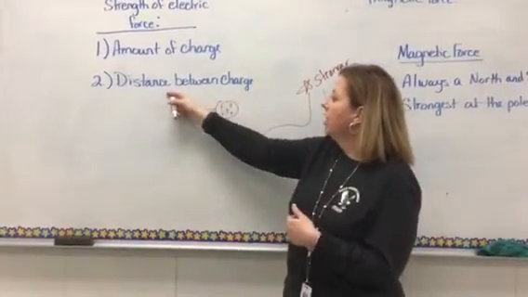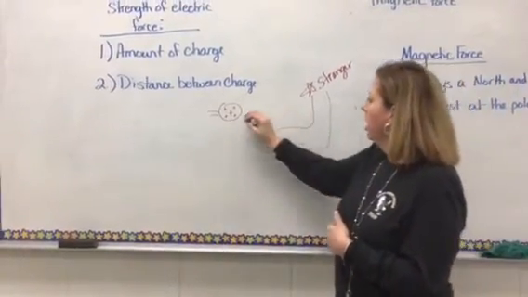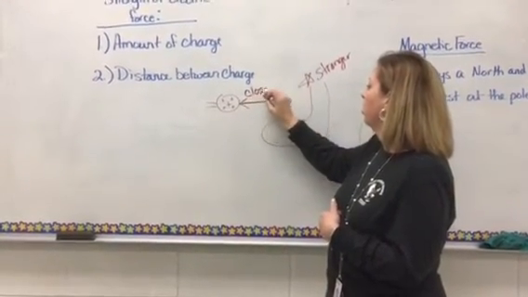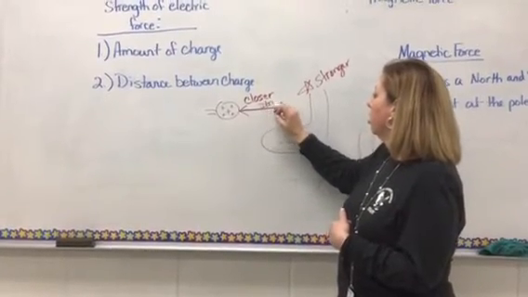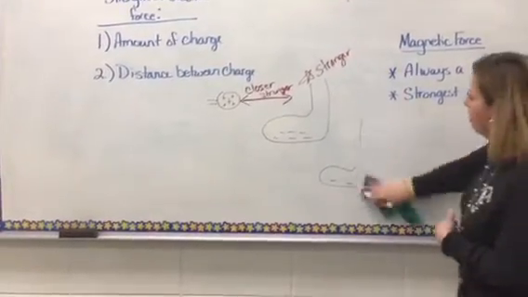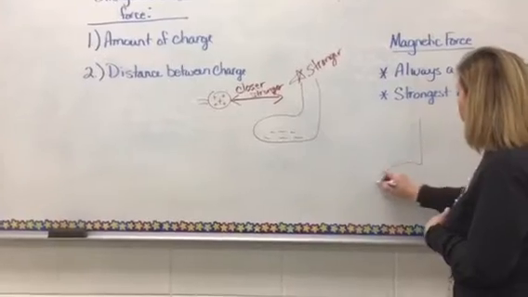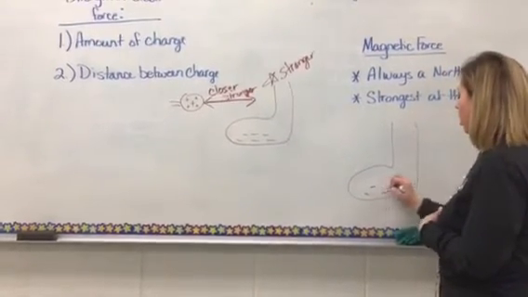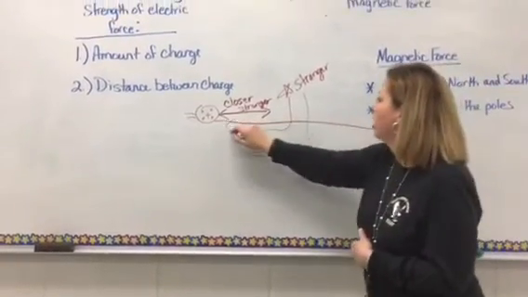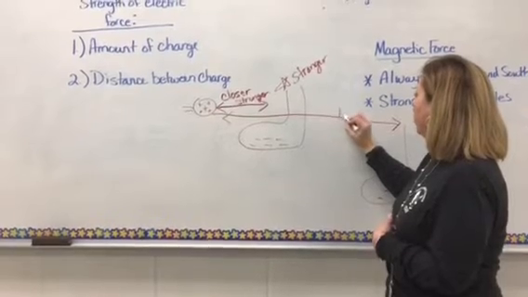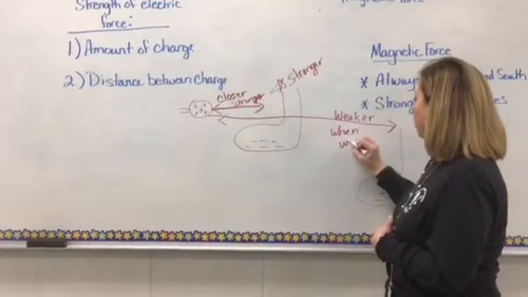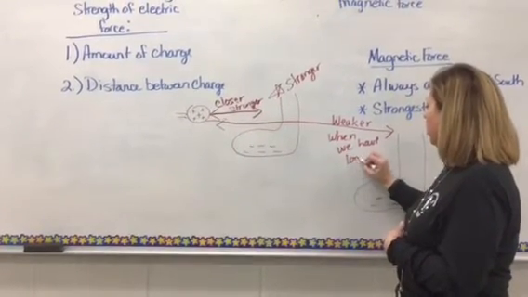The next thing is the distance between the charges. If I am closer to the doorknob, the closer I am, the stronger that attraction is going to be. The farther away I am, even if I had the same number of charge, but I'm way over here, I'm going to have a much weaker charge because that doorknob is so much further away. So weaker when we have longer distance.